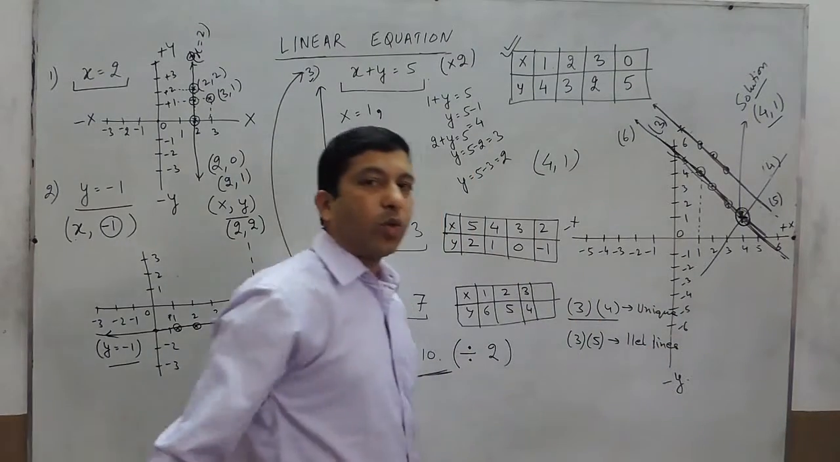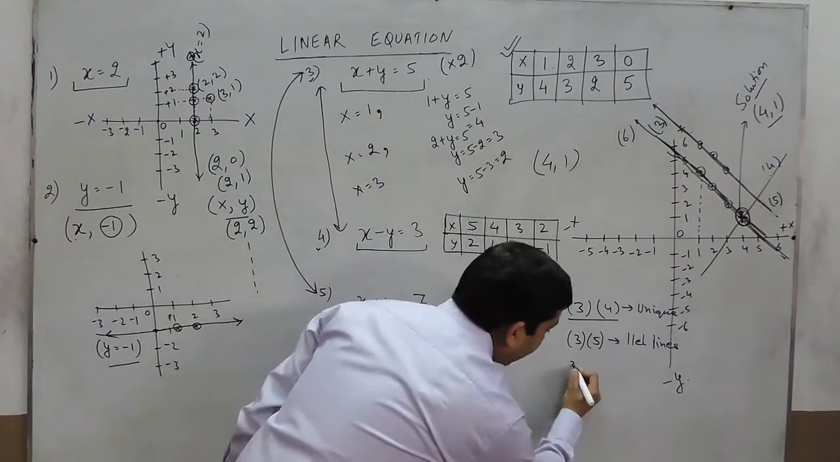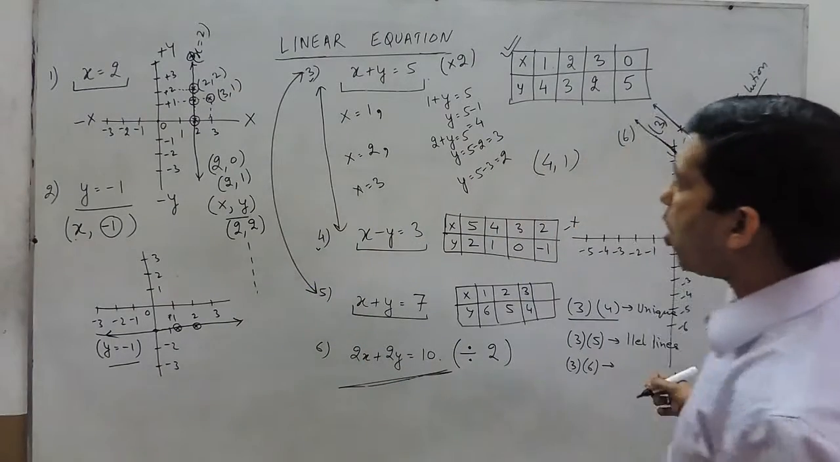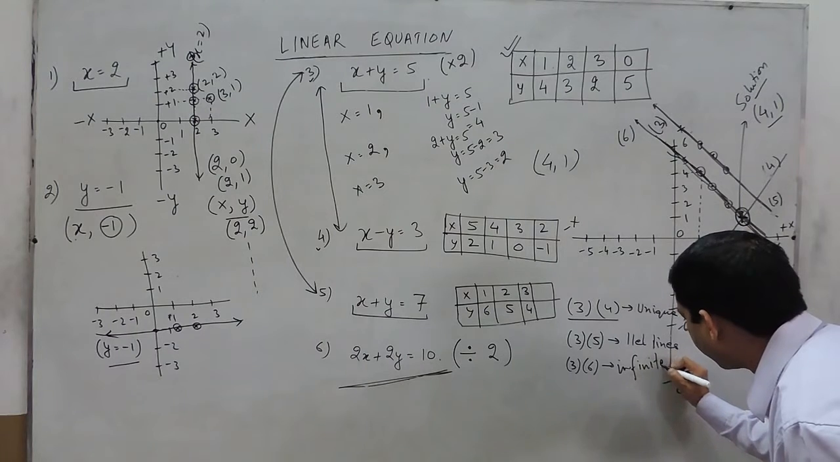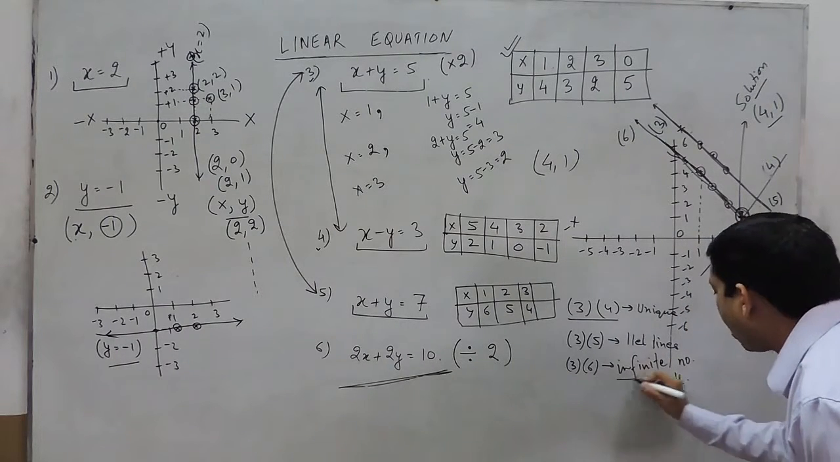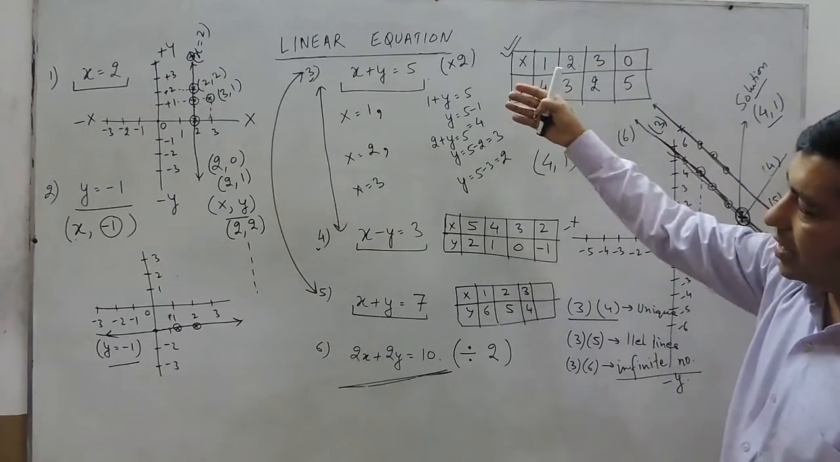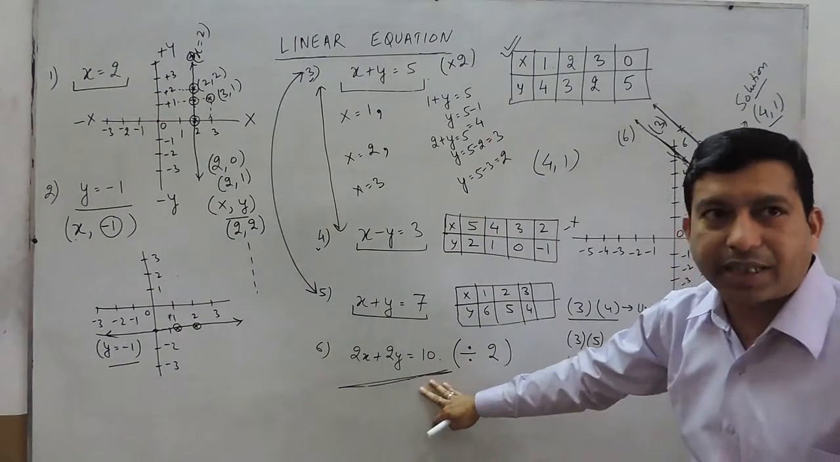It means they do not have any solution or they are not meeting at any point, while question number 3 and 6 are basically the same lines, or we can say it is having an infinite number of solutions. Or for every value of x and y which is satisfying the equation, this is also satisfying this equation.